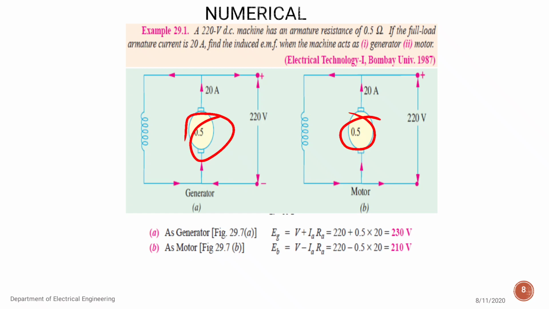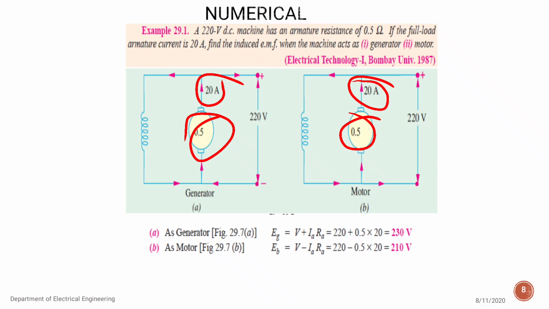If the full load armature current is 20 ampere, the armature current of 20 ampere is given. Find the induced EMF when the machine acts as a generator as well as a motor. Now here is the question. The question is: find out the induced EMF in case of a generator and in case of a motor.